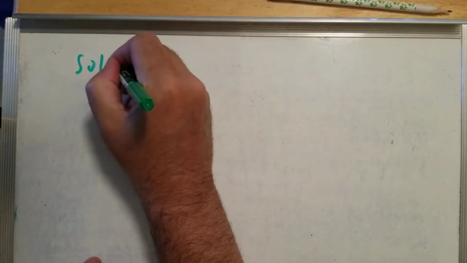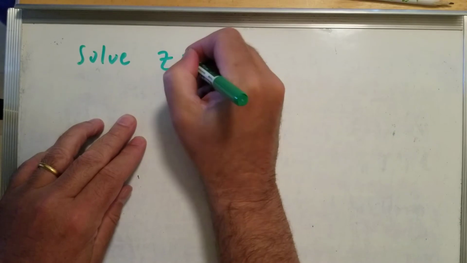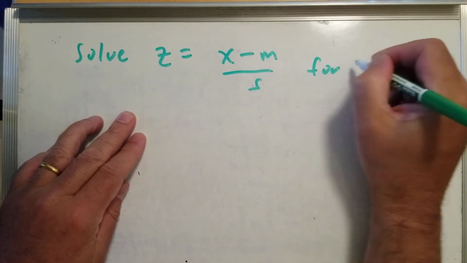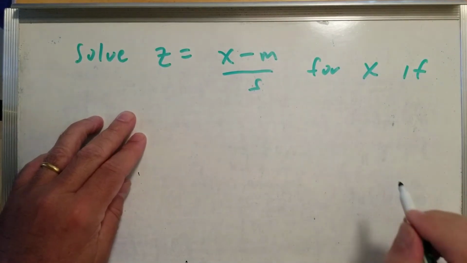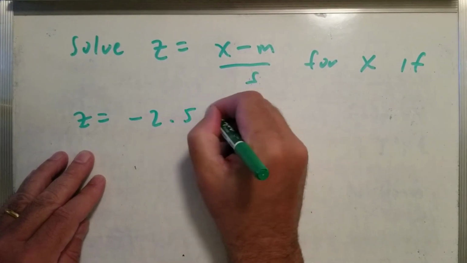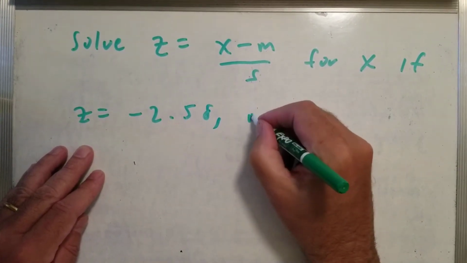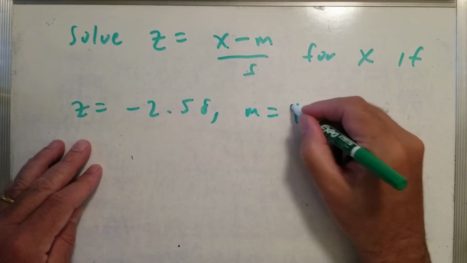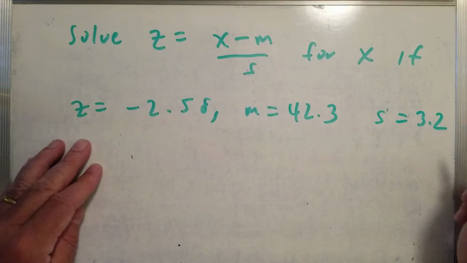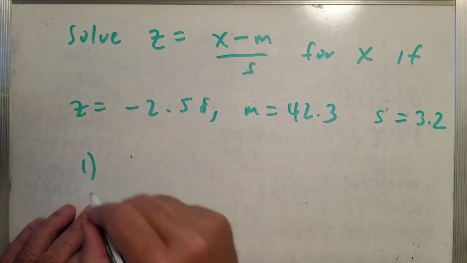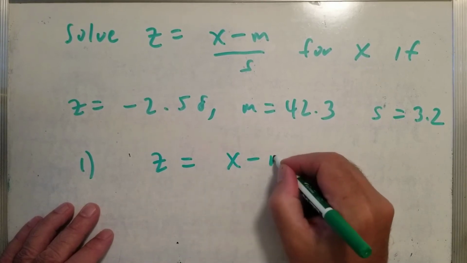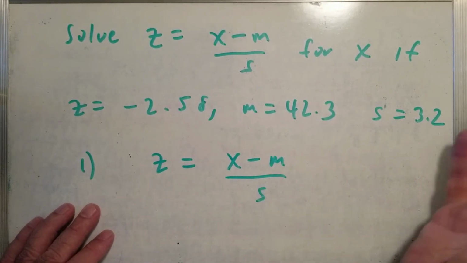Solve z equals x minus m over s for x if z is negative 2.58, m is 42.3, and s is 3.2. So the first thing I'm going to do, step one, is write the equation, x minus m over s. I'm going to substitute in the given values.